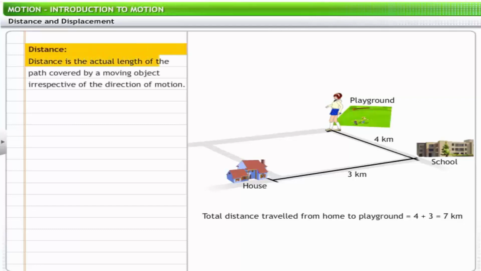Thus, distance is the actual length of the path covered by a moving object irrespective of the direction of motion.